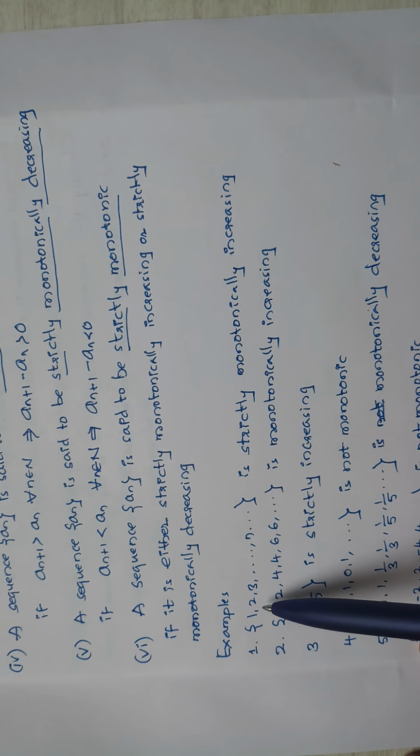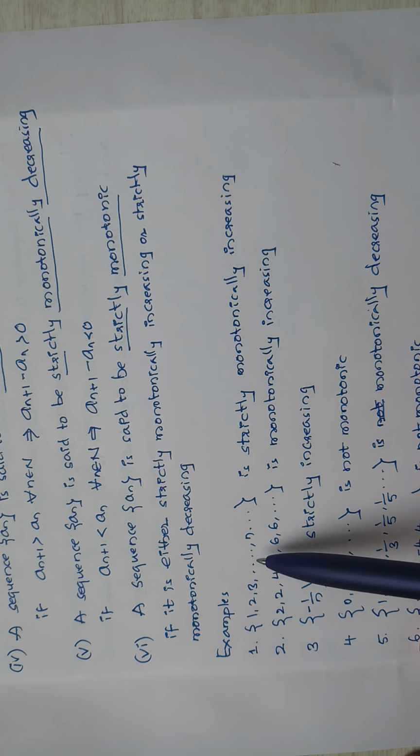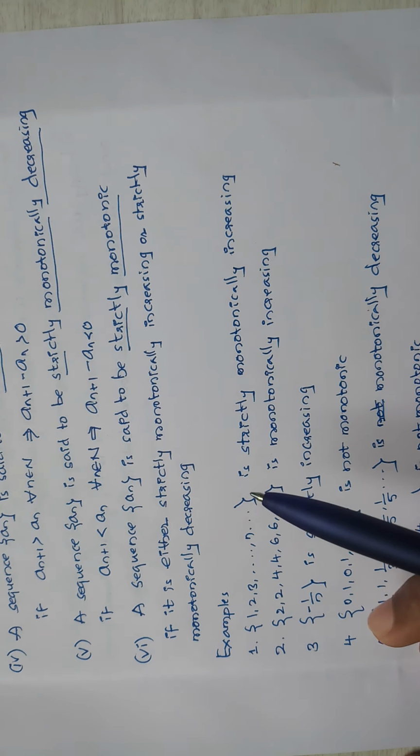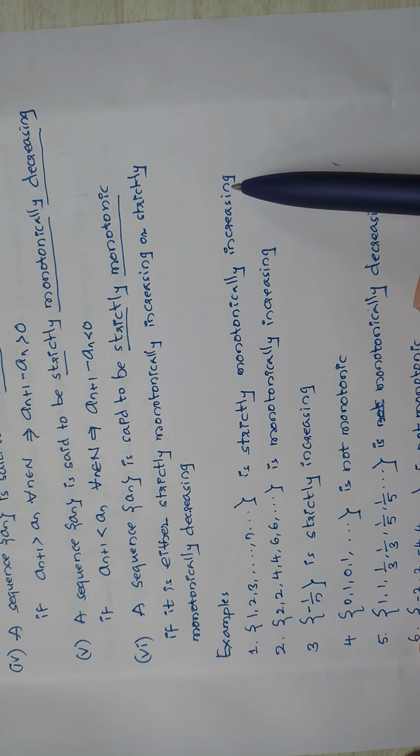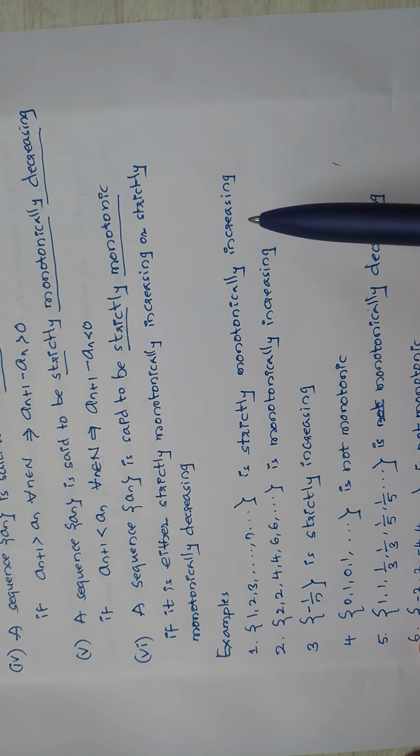The first one is the sequence 1, 2, 3, up to n. What are we getting here? 1 is smaller than 2, 2 is smaller than 3, and so on. The terms are not repeating, and they are in increasing order. So this is a strictly monotonically increasing sequence. Next, 2, 4, 6, 8, the even numbers, is also a strictly monotonically increasing sequence.